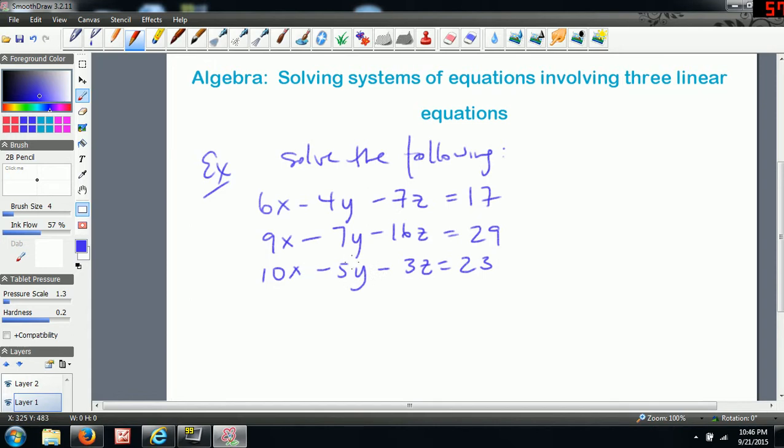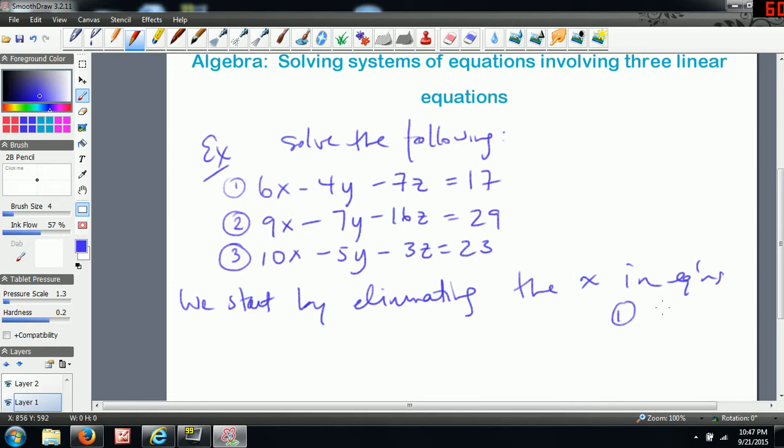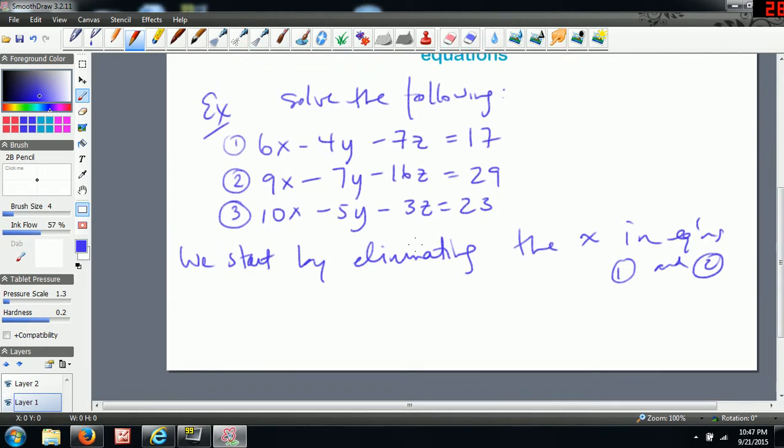So what you're going to do first, I'm just going to number these 1, 2, and 3. We're going to start by maybe eliminating the x in equations 1 and 2. Okay? So to do that, what we're going to do is take equation 1 and multiply it by 3.